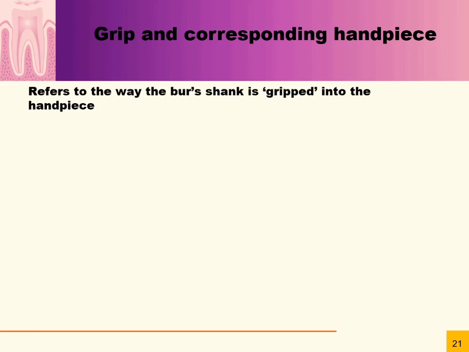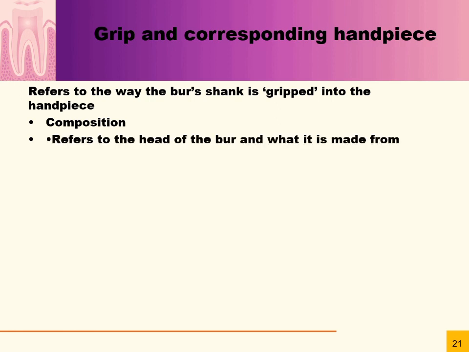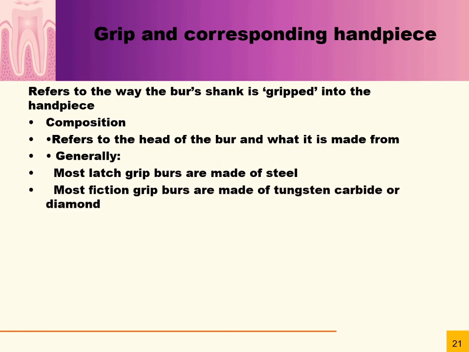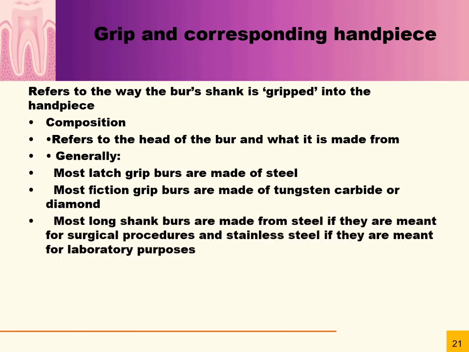Shape and function. Shape determines function. The examples that follow relate to tungsten carbide burrs. Round: cutting and removing caries. Pear: to shape the cavity preparation. Fissure: to shape and prepare the cavity preparation.